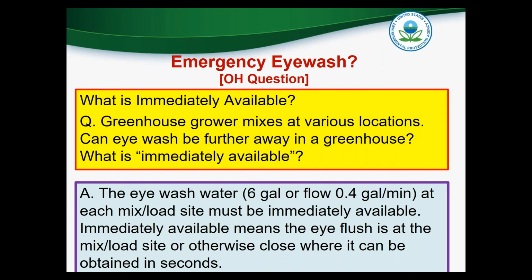Okay, what is immediately available? Greenhouse grower mixes at various locations within the greenhouse. Can eyewash be further away in the greenhouse? And what is immediately available? This is a question that's kind of popped up over and over many years. The eyewash, as Carol had mentioned, has to be 6 gallons or flow of 0.4 gallons per minute for 15 minutes at each mixed load site, and it must be immediately available. And this immediately available means the eye flush is at the site or otherwise close by where it can be obtained in seconds. So you can't have the mixed load at one end and the eye flush at the other end of the greenhouse, in other words.